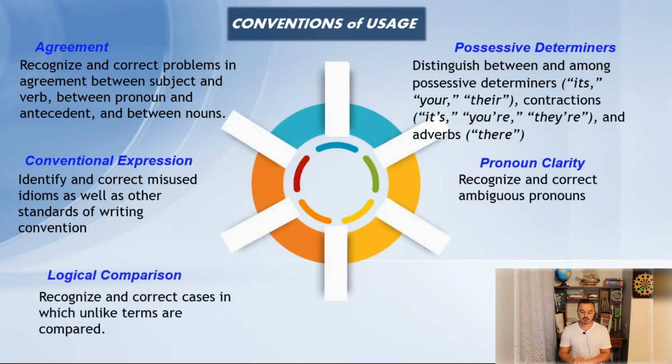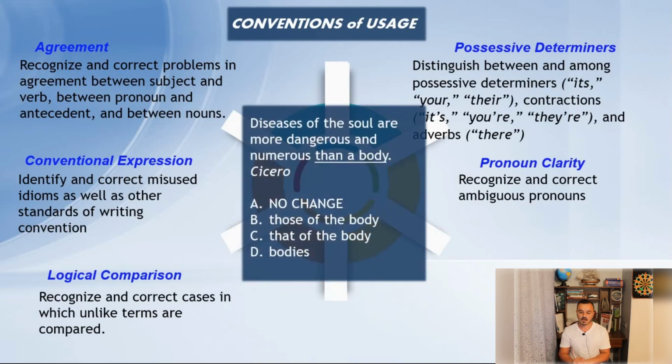The next question type is called logical comparison. Here we have to recognize and correct cases in which unlike terms are compared. For example, diseases of the soul are more dangerous and numerous than those of the body. To do that question, I have to bear in mind that the items we are comparing should be of the same category. So I can only compare diseases to diseases. That's why A and D are out. They are out because diseases cannot be compared to a body or bodies.